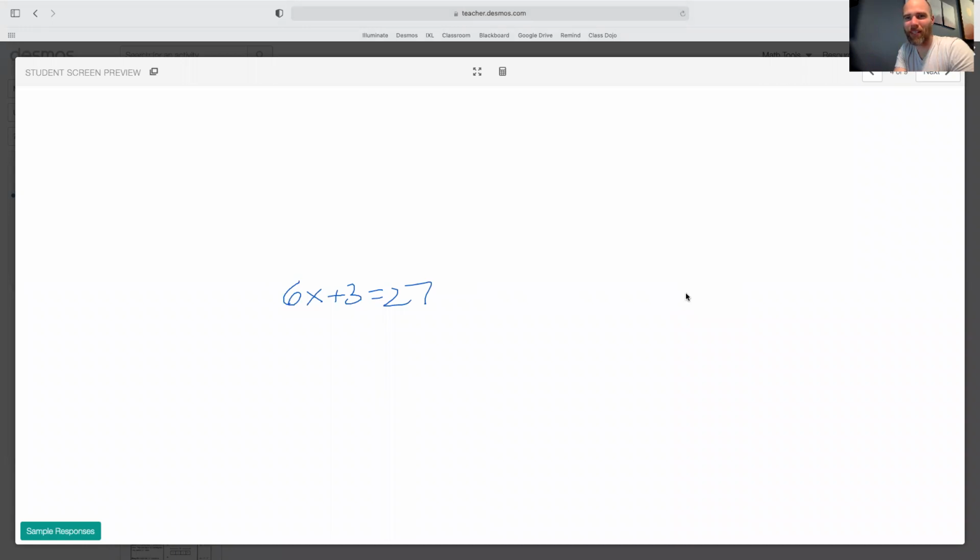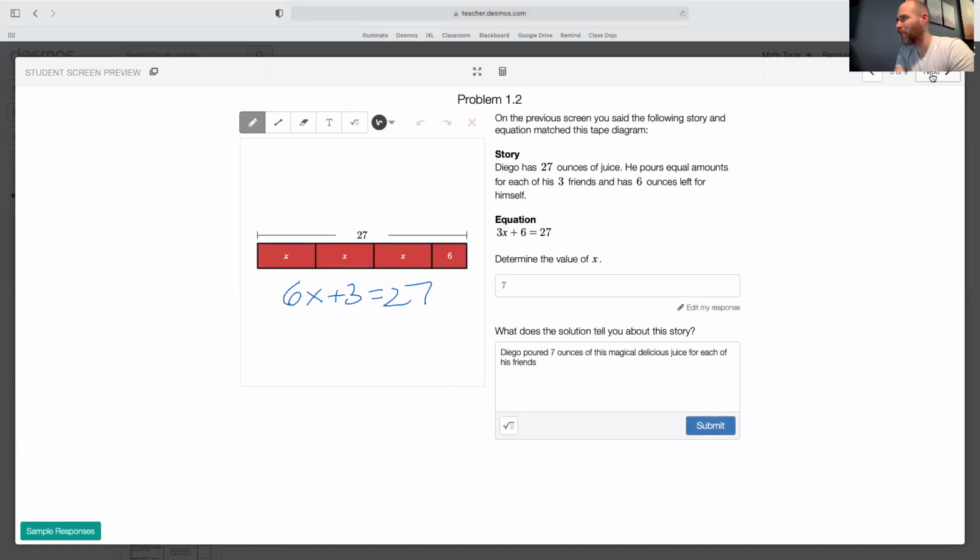Oh, what just happened? Did I just glitch out? Yo, Desmos, what's going on?